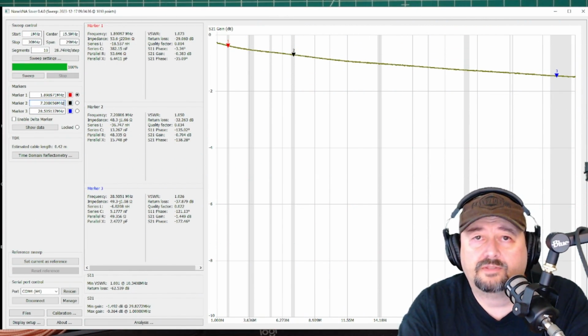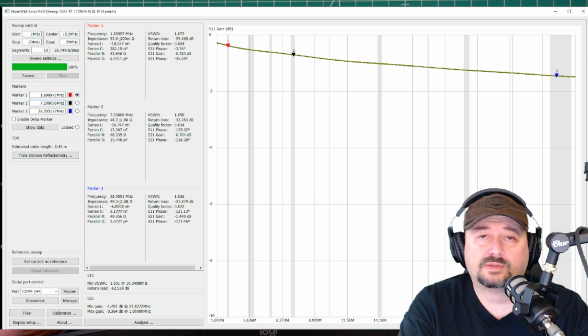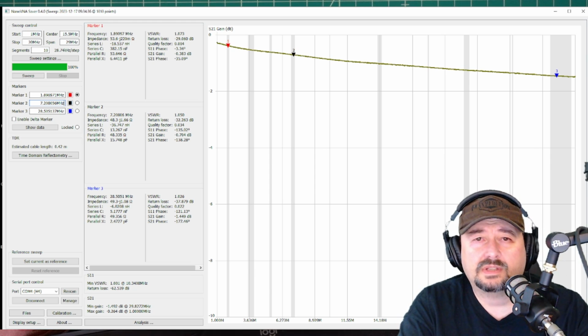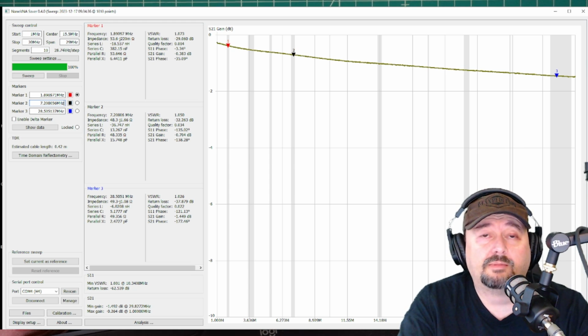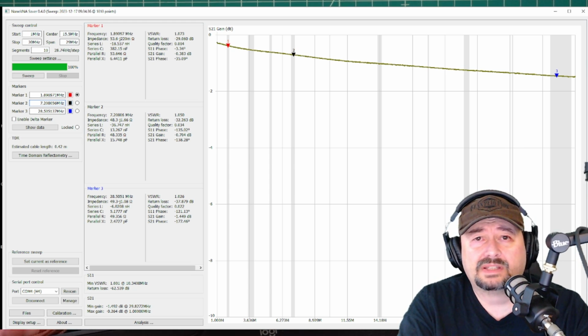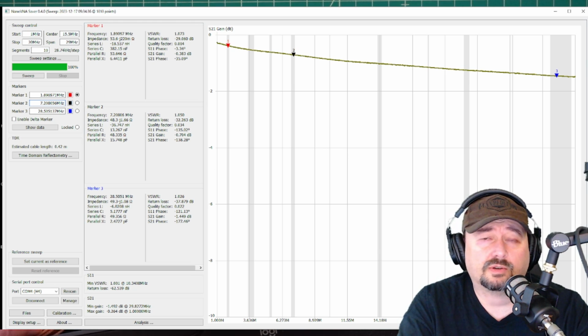Okay, so here we are in NanoVNA Saver, and I want to talk a little bit about this 316 that I use. I like using this whenever I'm operating outside of my ham shack, which isn't often, to be frank, but I do it sometimes. And I like it because it's lightweight, it's flexible, and it's durable cable.